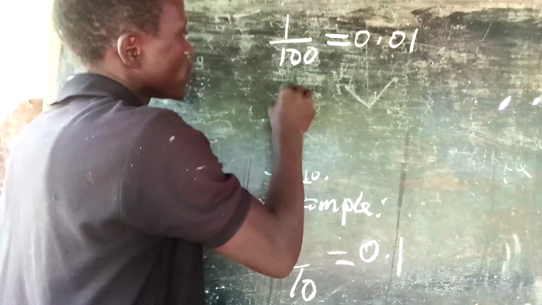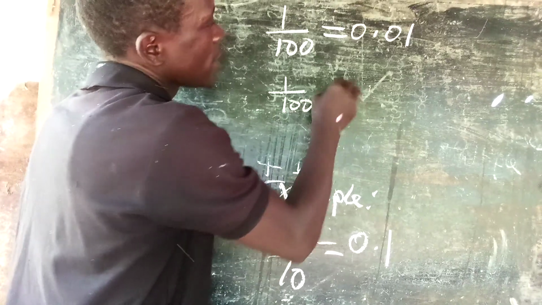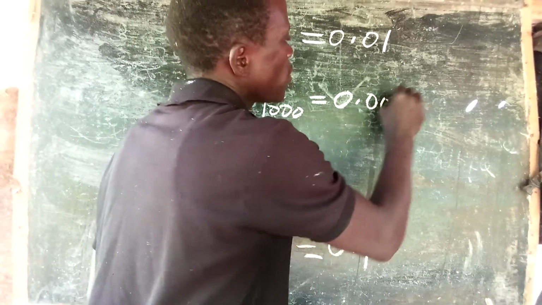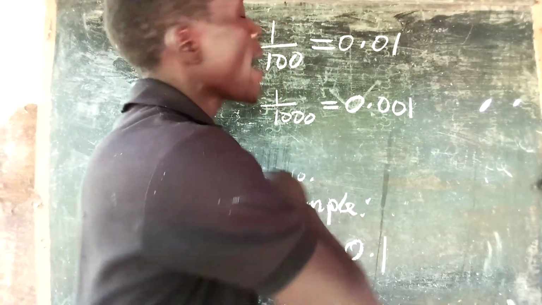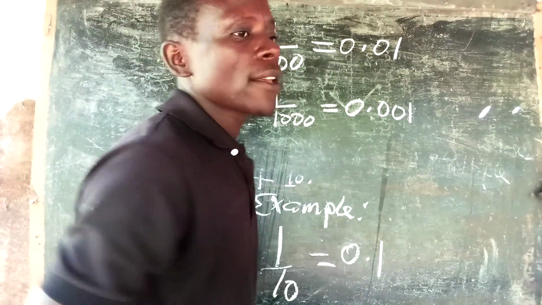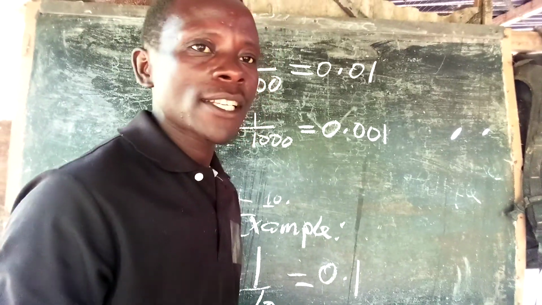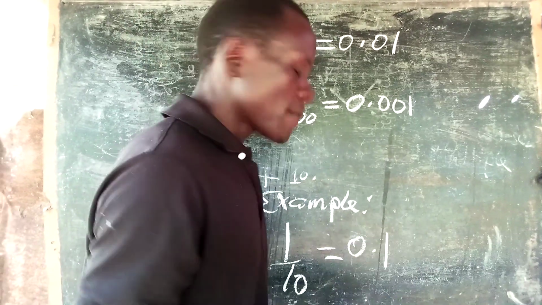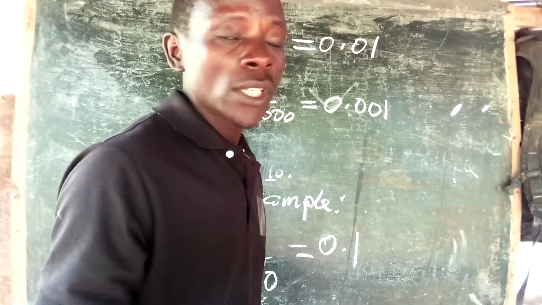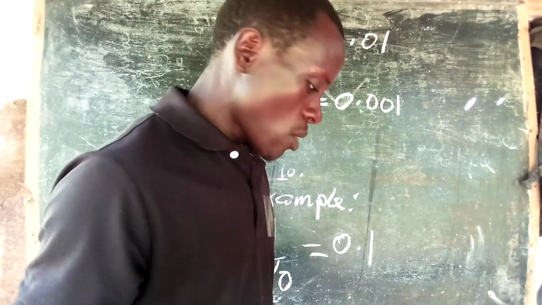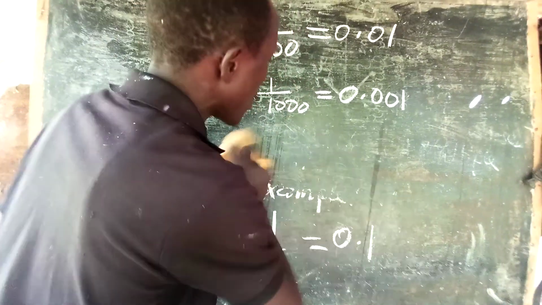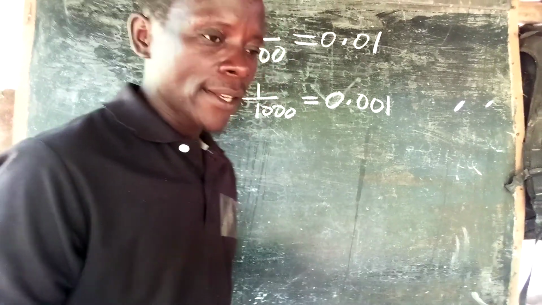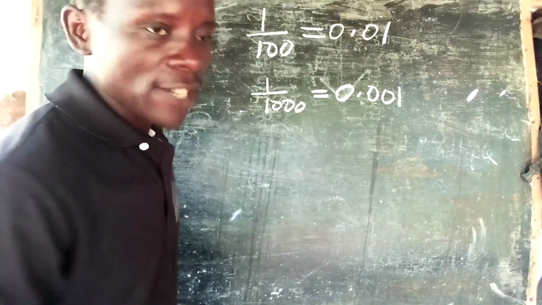Also, another example is 1 out of 1,000. If we change it into decimal, it will be equal to 0.001. All other decimals have the same behavior and the same properties. That's why in general we say that decimals are fractions whose denominators are multiples of 10. Now that we know the meaning of decimals, we move ahead to see the things associated with decimals.